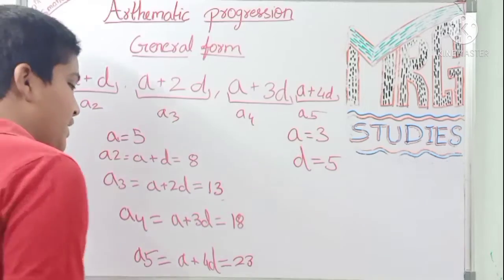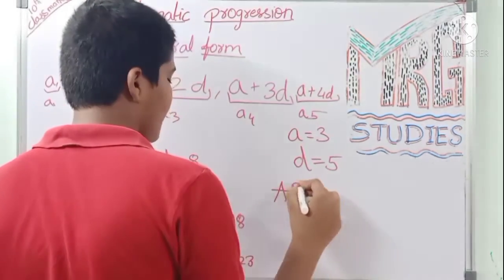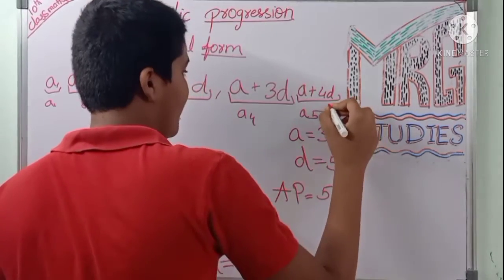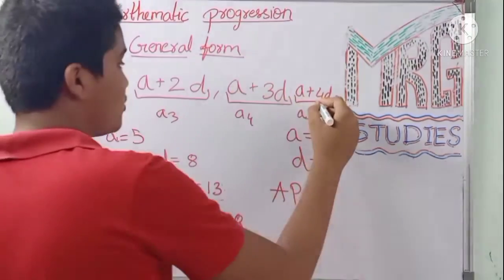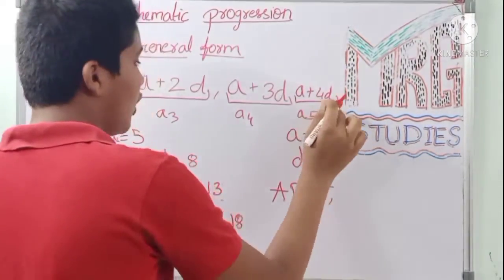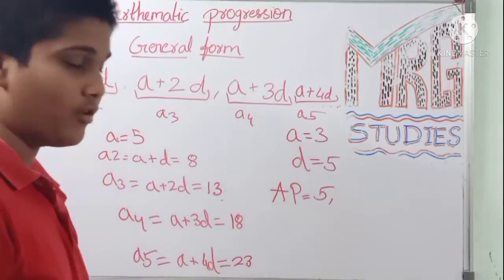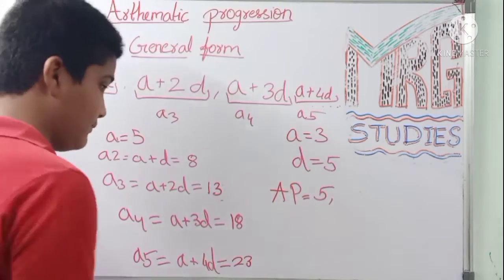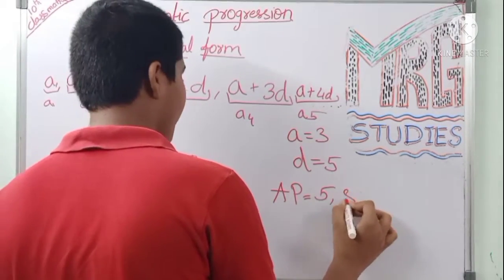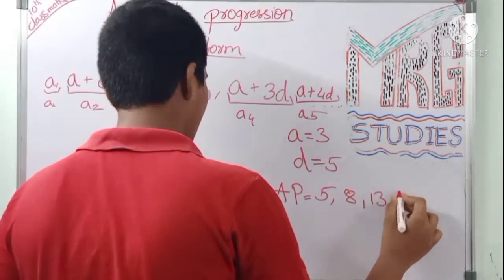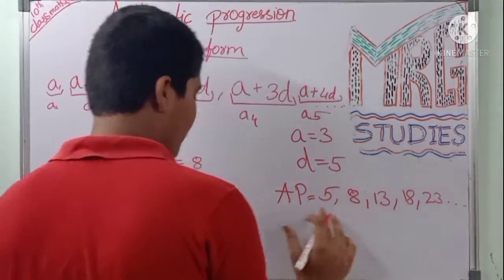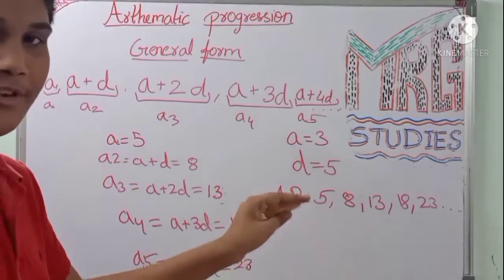So what is our AP? Our AP is 3, and here we can keep it in general form, and so on. So this is an infinite AP: 3, 8, 13, 18, 23, and so on. So this is the AP of infinity.